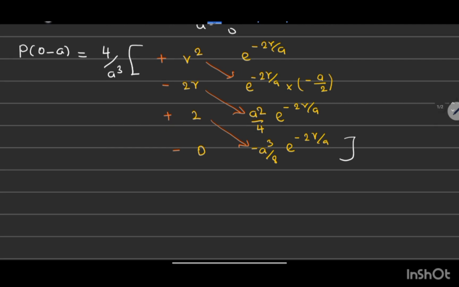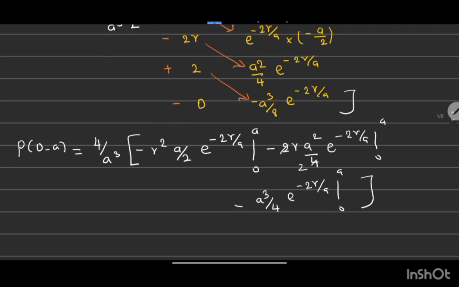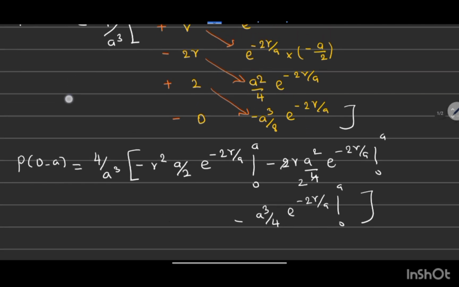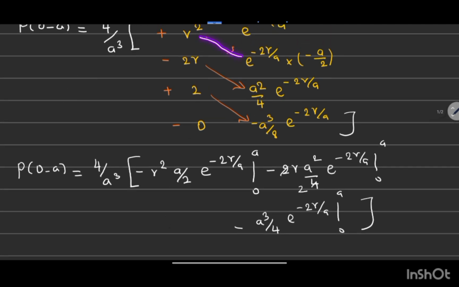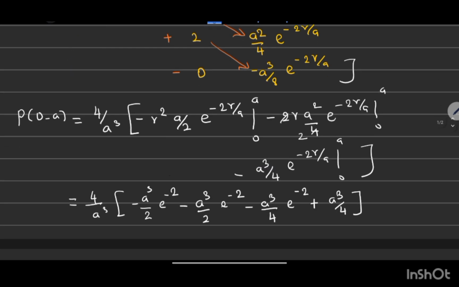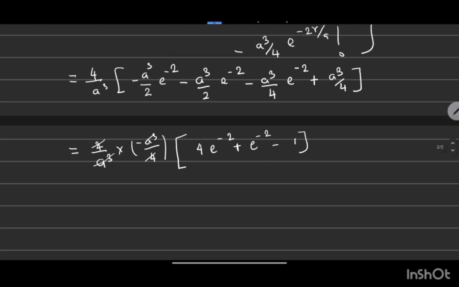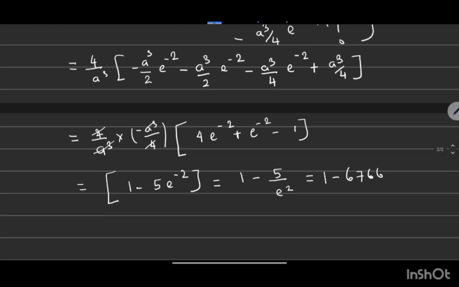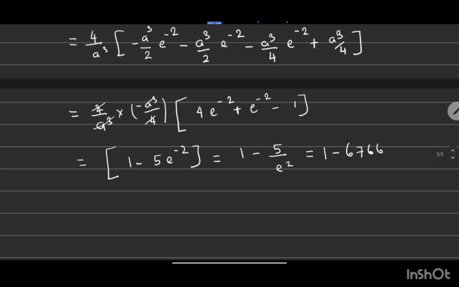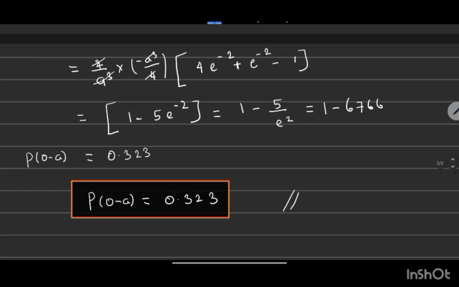Okay, carrying out this multiplication and applying the upper and lower limits gives this. Here the first term is the multiplication of r squared with this term, the second term is minus 2r times this term, and the third term is 2 times this, which gives this one. Now applying the upper and lower limits gives me this term, and further simplification gives me this, and so finally I get 1 minus, actually here it is 0.6766, I forgot to put this decimal. So if you simplify, you will get this as the answer.